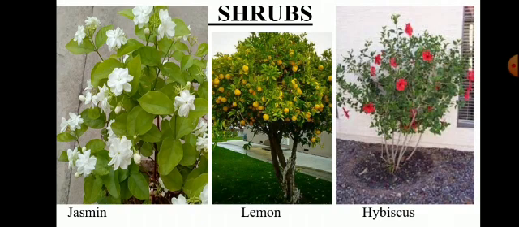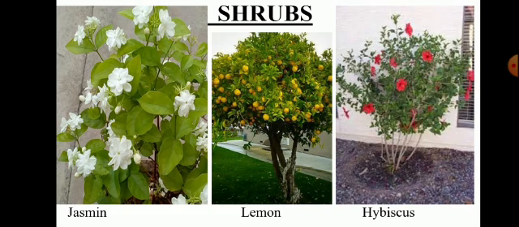You see the picture. A shrub is a medium-sized plant with hard and woody stems. They branch just above the ground. Some examples: jasmine, lemon, and also hibiscus.